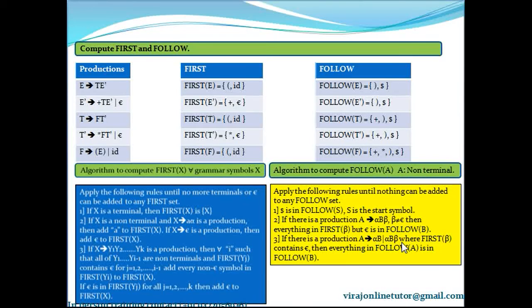3 simple rules to compute follow. Place dollar in follow of start symbol. Then if there is a production of the form A gives alpha B beta, and if there is something in place of beta, place first of beta in follow of B. Last rule says if a production is ending with a non-terminal, or after a non-terminal if there is something following after that, and if first of that beta contains epsilon in it, then you place follow of left hand side into follow of B.